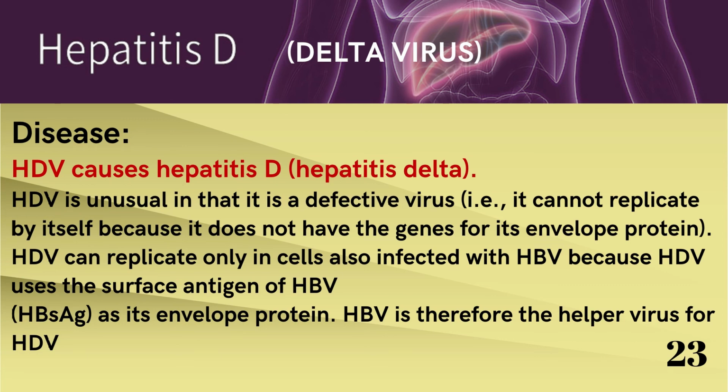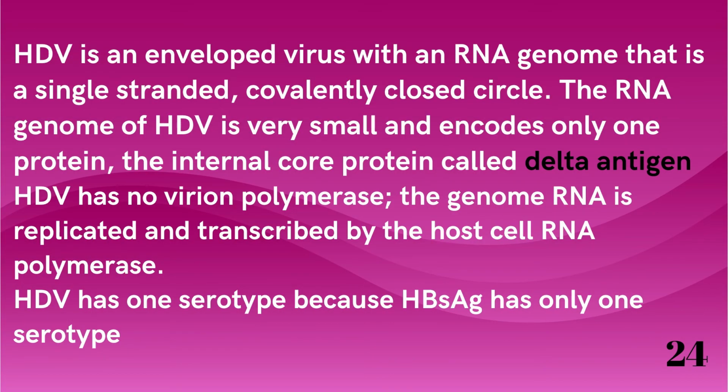It doesn't have the components or the envelope proteins or genes to develop itself as a virus. So this defective virus cannot replicate by itself. It needs another virus to combine with it and to take some components from that virus. Alone it will not be a virus, it will not cause disease, and it will not replicate. So Delta is a defective virus.